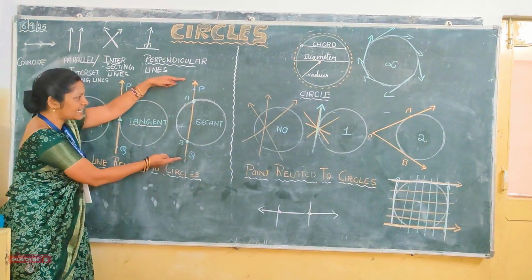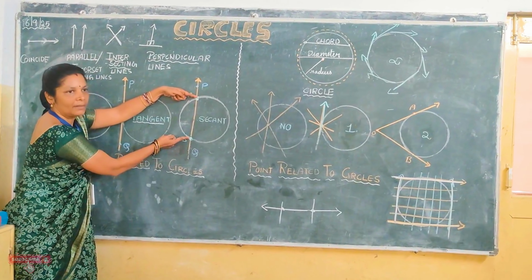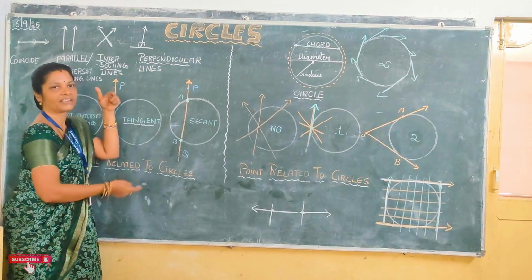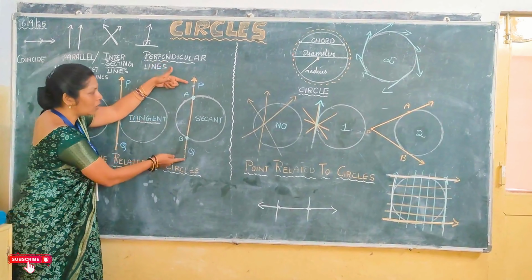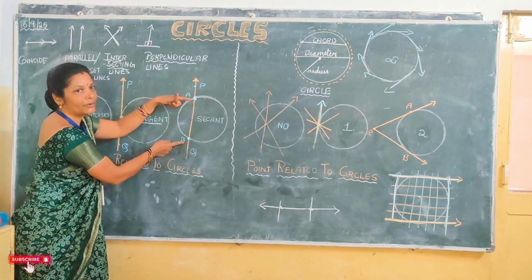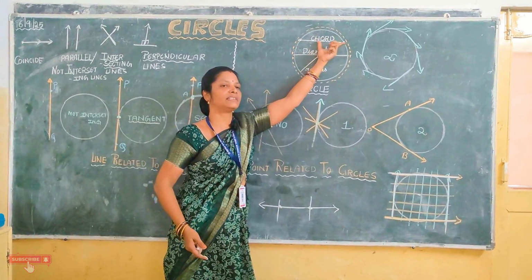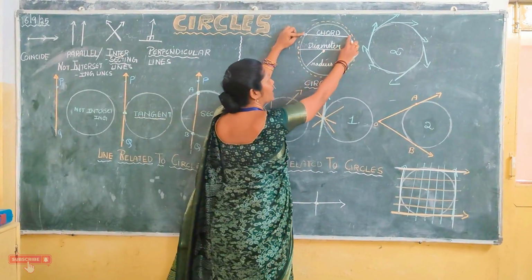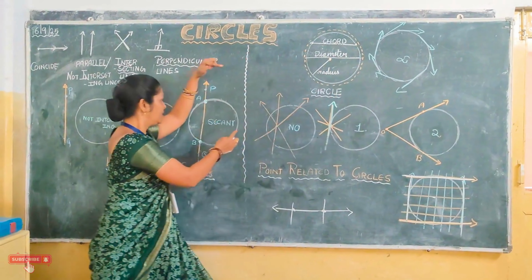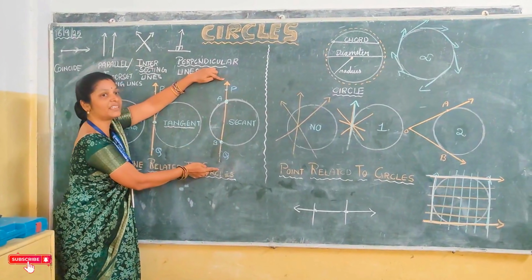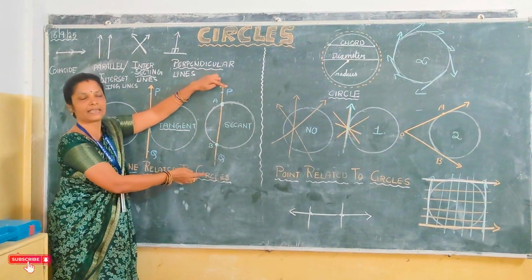Similarly, the secant line has a chord. The chord does not have a secant. The secant line has a chord. Understood, children? The secant contains the chord. This part is the chord, no? It is also touching 2 points. You can have a doubt here. The chord is touching 2 points, but the secant is also touching 2 points. But it is crossing away from the circle, so it is called a secant.